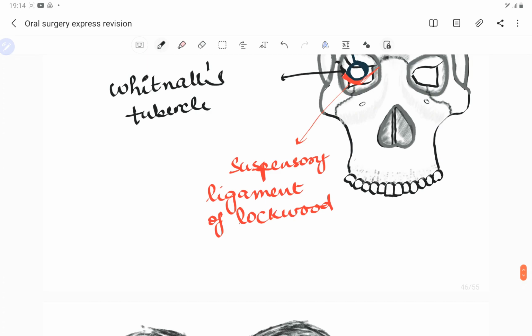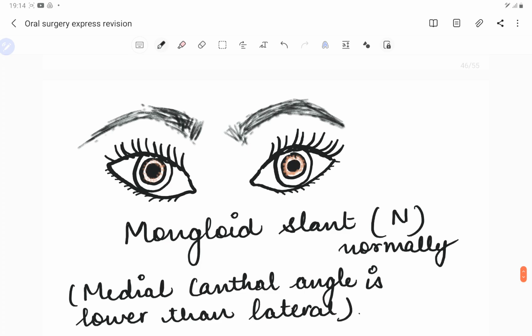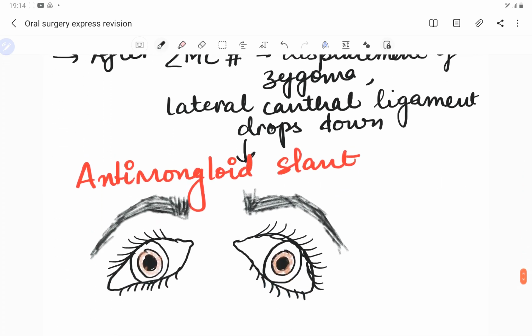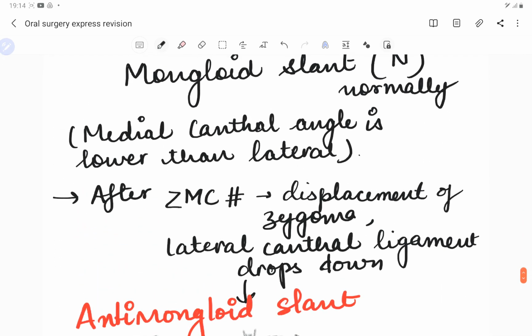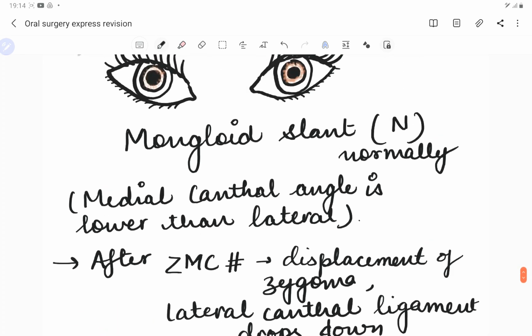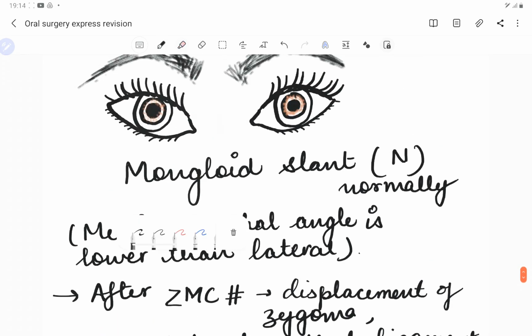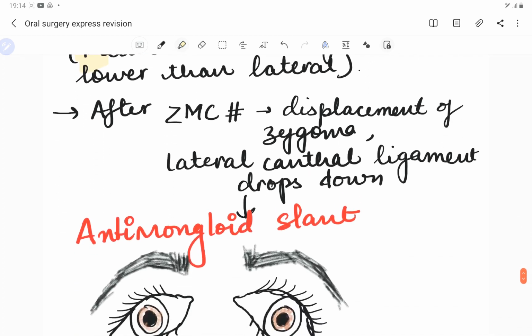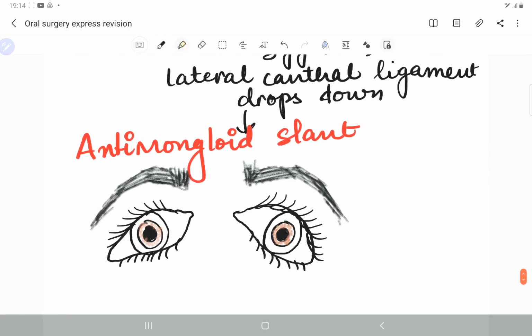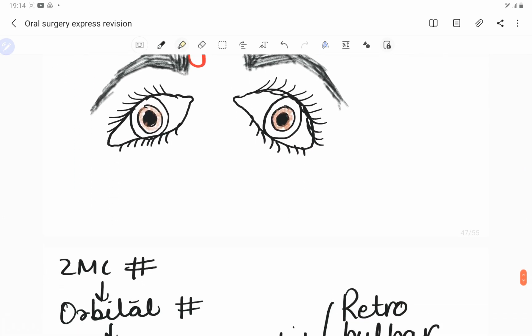And since there is injury to the zygomatic arch, there is injury to the suspensory ligament of Lockwood, we see this antimongoloid slant, which is basically the lateral canthus being lower than the medial. Normally, M for medial, M for mongoloid, so you can remember it. Normally we see the mongoloid slant wherein the medial canthus is lower than the lateral canthus. But after zygomatic complex fracture the lateral canthal ligament drops down, so there is an antimongoloid slant. So the lateral canthus becomes lower.